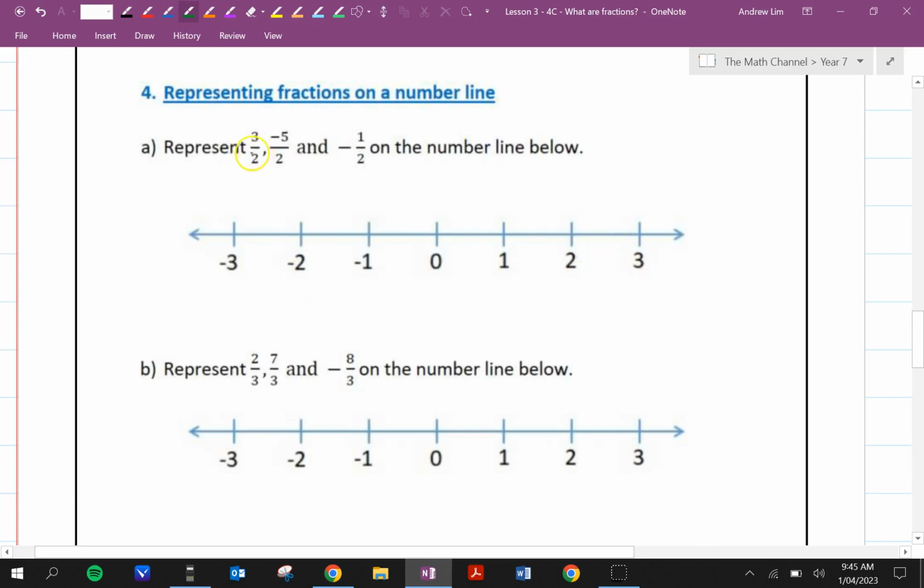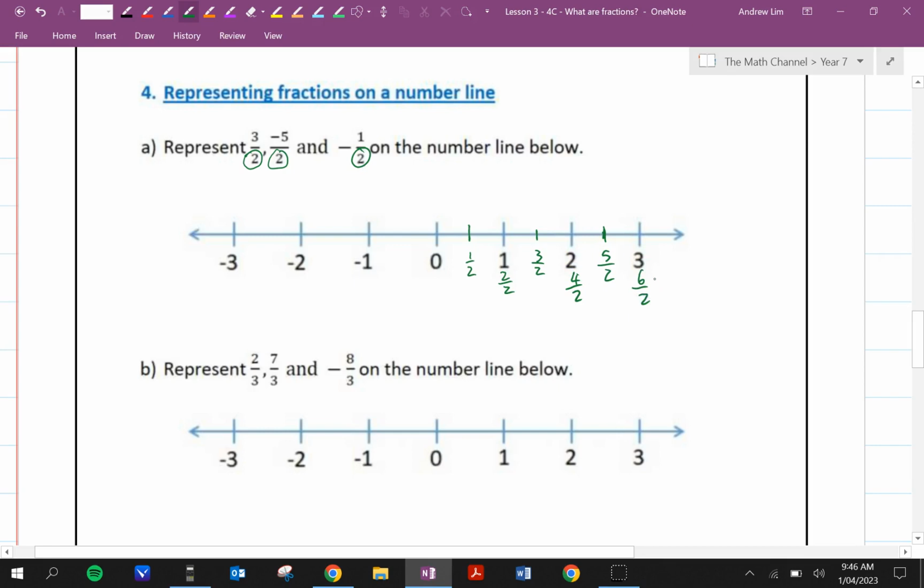Here we can see that each of these denominators is 2. So that means we're going to have 2 gaps between each whole number. In order for us to have 2 gaps, we need to draw 1 line between each, right in the middle. So this represents half, this represents 2 on 2, which is 1, 3 on 2, 4 on 2, 4 divided by 2 is 2, 5 on 2, 6 on 2, etc.